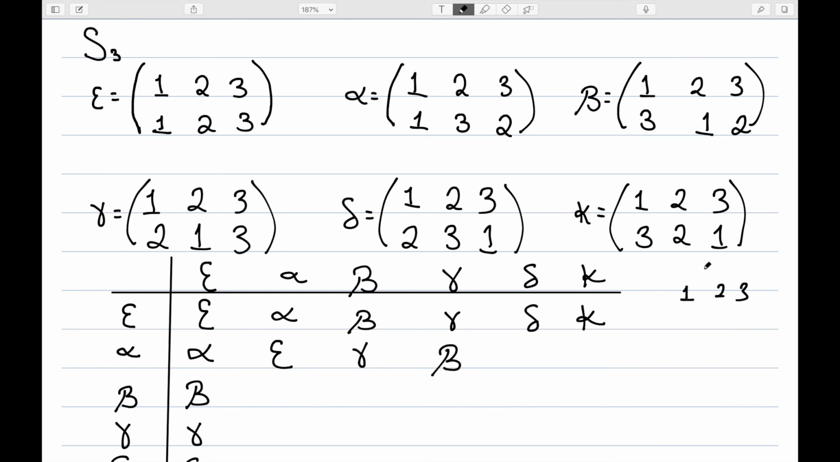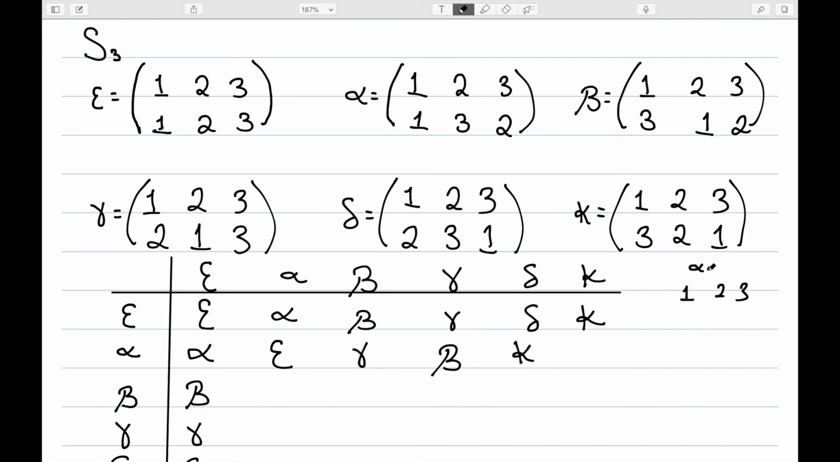The next one we want to do is alpha composed with delta. So we start with delta. 1 maps to 2 and then 2 maps to 3, so 1 goes to 3. 2 maps to 3 and 3 maps to 2, so 2 maps to 2. 3 maps to 1 and 1 maps to 1, so 3 maps to 1. And we can see this is equivalent to kappa.